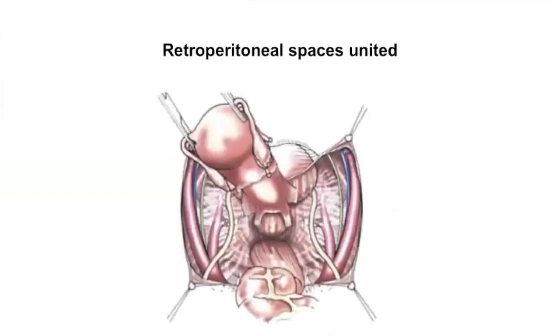Now, following the division of all of the pelvic ligaments, the uterosacral posteriorly, the cardinal laterally, and the vesical uterine or pubocervical anteriorly, all of the pelvic retroperitoneal spaces are united. That means the rectovaginal space is united with the pararectal space, which is united with the paravesical space, which is united with the vesicovaginal space.